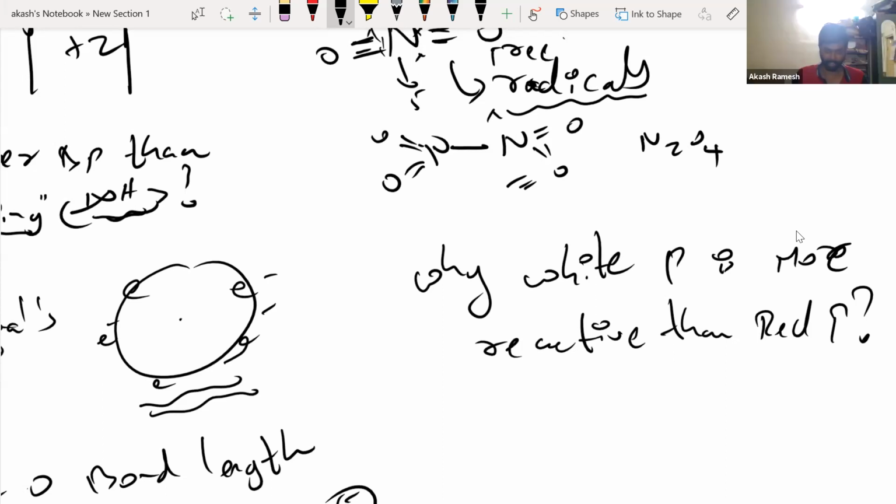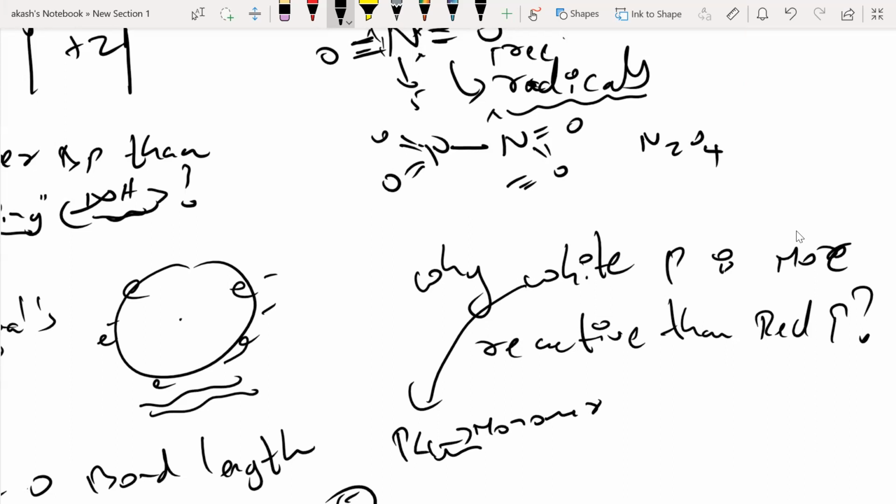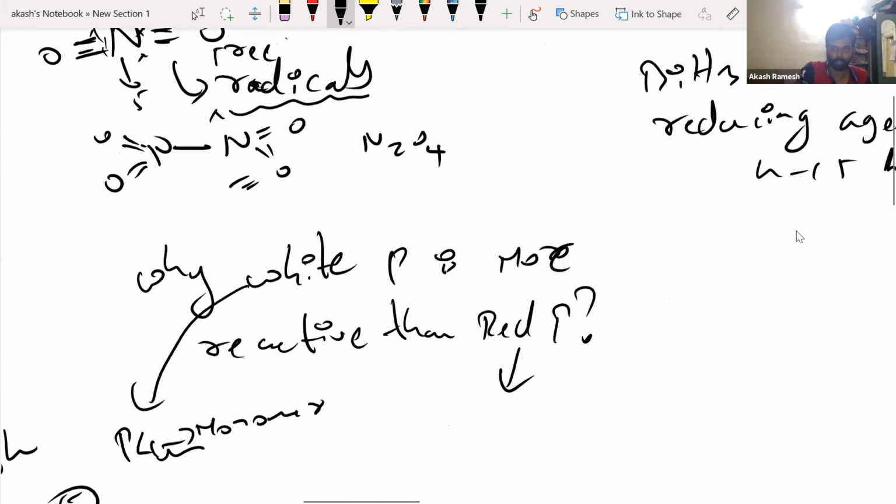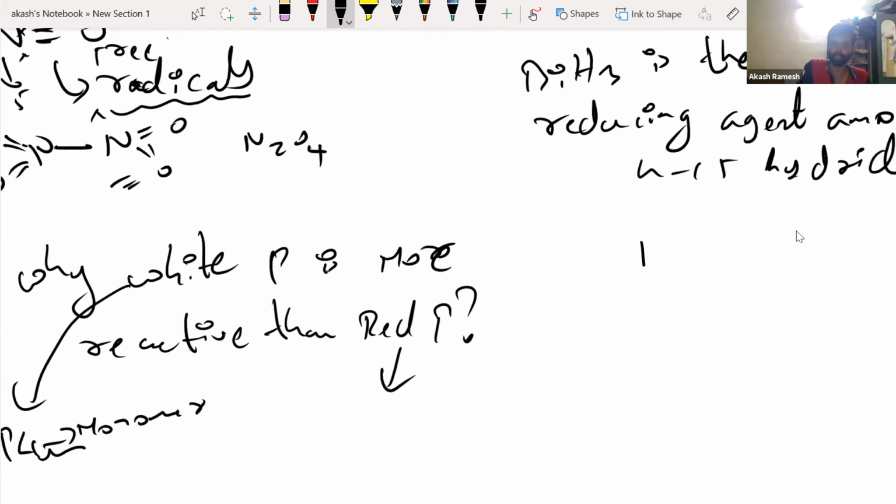Red phosphorus is polymeric, right? So white phosphorus is normally P4 monomer, right? We already saw the structure for P4, the kite structure. For red phosphorus, this is how the structure looks. I'll draw red phosphorus.